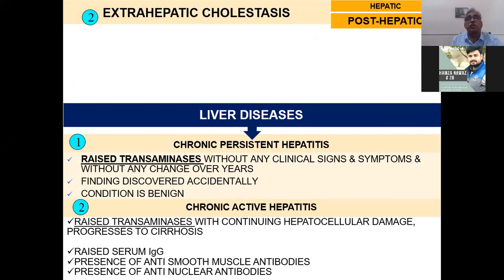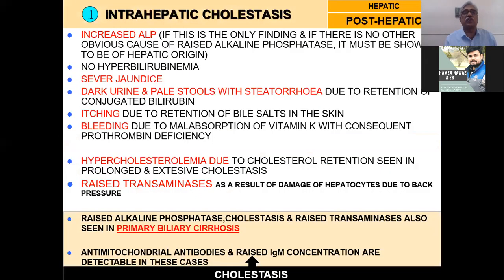Regarding extrahepatic cholestasis, I told you last day as well that there are chances that the post-hepatic obstruction could be because of a stone inside, inflammation of the bile duct, or pressure from outside. The last point you need to remember: persistent pain favors carcinoma of the head of the pancreas, where the pressure is from outside.